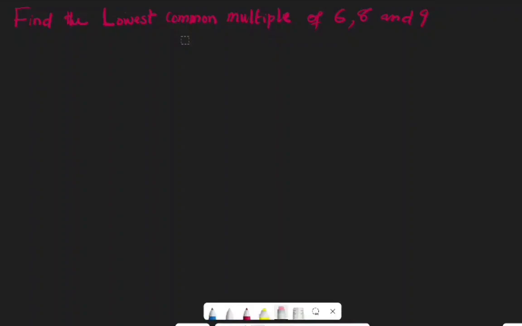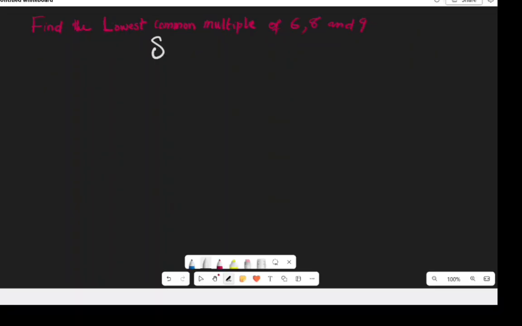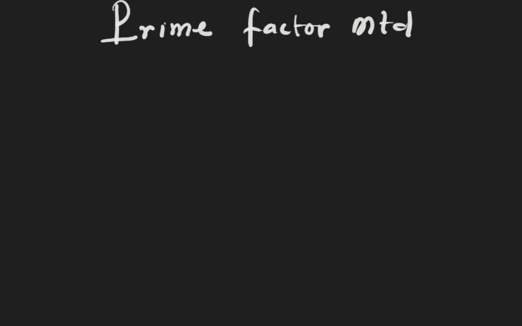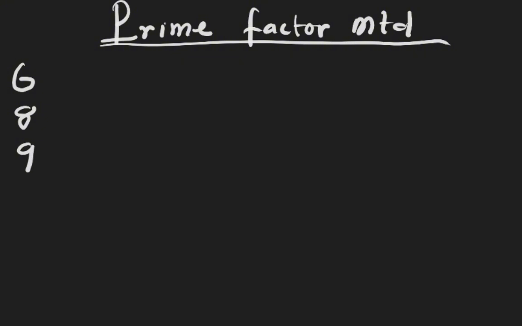Today I will show you how to solve a problem of lowest common multiple of 3 numbers. Solution. Now we use the prime factor method. In prime factor method, what we do, we write the numbers. We write 6, 8, and 9.